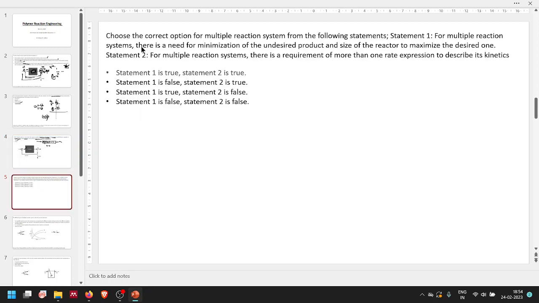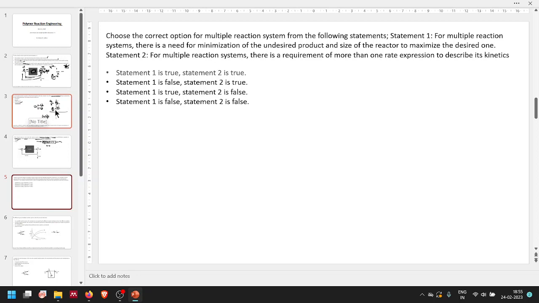So the next question we have: choose the correct option for multiple reaction systems from the following statements. Statement 1. For multiple reaction systems, there is a need for minimization of undesired products and size of the reactor to maximize the desired ones. Statement 2. For multiple reaction systems, there is a requirement of more than one rate expression to describe its kinetics.